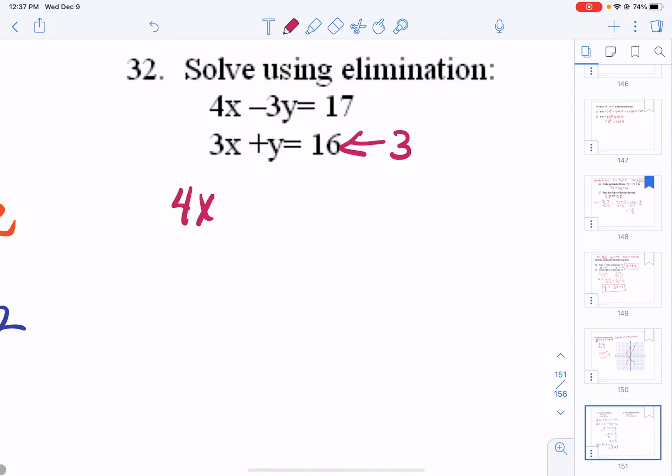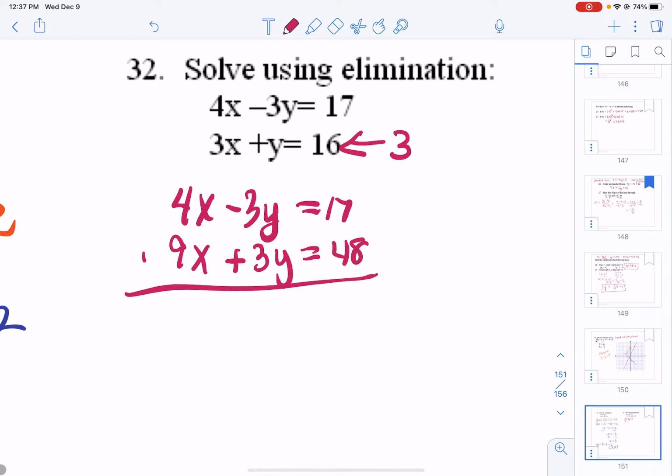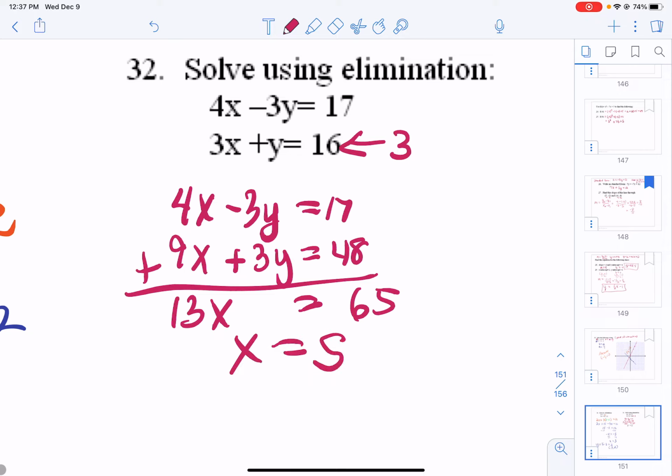So the first equation leave alone. The last equation multiply by 3. And then add the two equations together, because what we're going to see is these y's are going to cancel out. We get 13x equals 65. Divide both sides by 13, and you get that x is 5. We're not done. We got to find a y. Well, you can use this equation, or you can use this equation. I think y is a little bit easier in this equation.